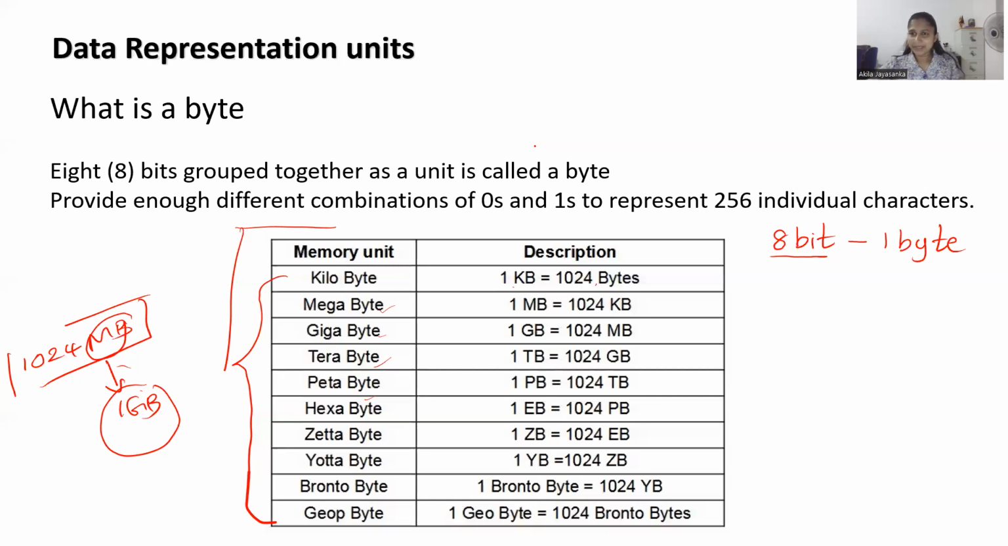So 8 bits we can understand as 1 byte, like 1 millimeter. Millimeter is the minimum point when we measure distance, right? And 10 millimeters we can consider as 1 centimeter. Likewise, 8 bits we can consider as 1 byte, right?